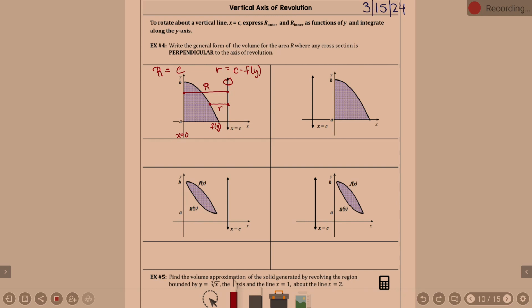And I think we're ready to write, aren't we? Volume equals pi times the integral from a to b. Then brackets is usually a good way to go. Big R squared, so that's c squared, minus little r squared, so c minus f of y, quantity squared, and then dy.